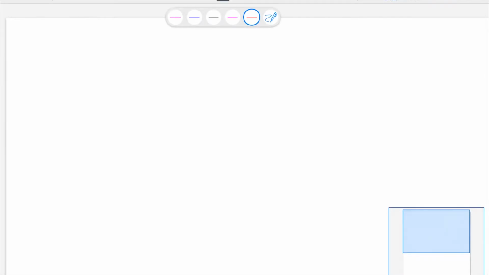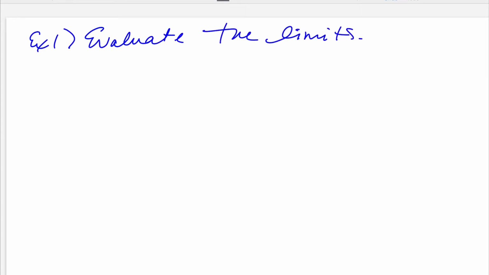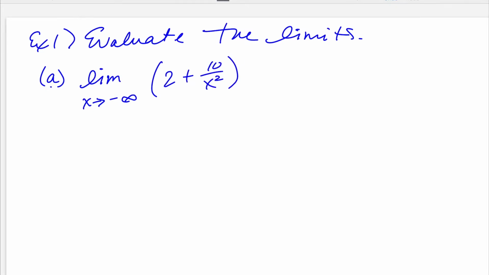Okay, so let's do some examples here. Here is example 1. I want to evaluate the limits. So I have, that's an A, contrary to what it looks like, the limit as x approaches negative infinity of 2 plus 10 over x squared. All right. Remember, back to your limit laws. The same limit laws apply always and forever. You take the limit of each piece and then you say what is happening.